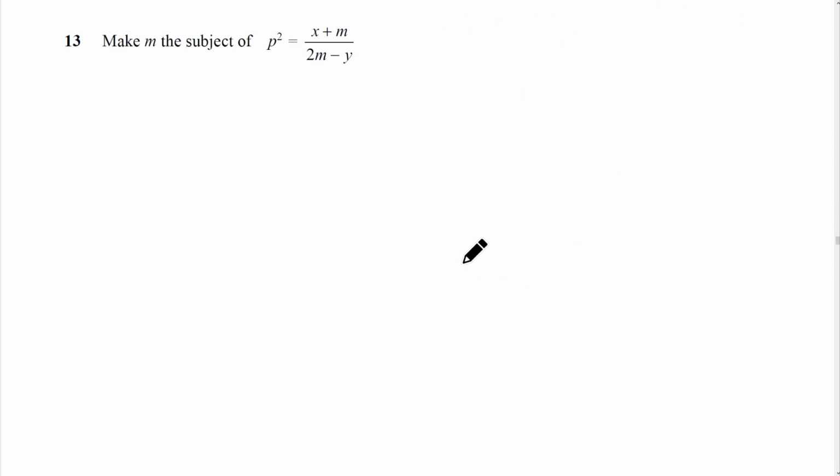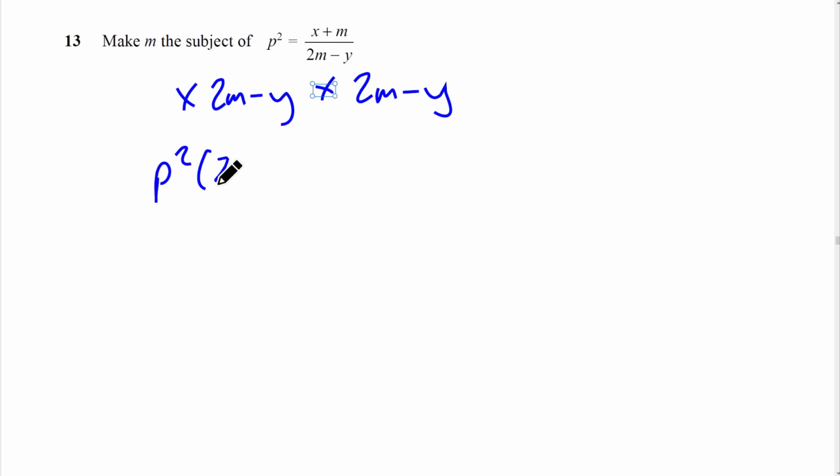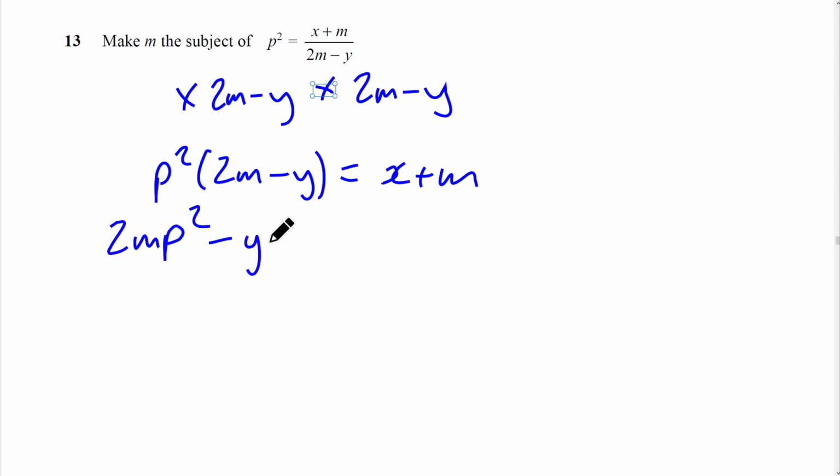Make m the subject. Right. So we're going to multiply both sides by 2m minus y. We get p squared times 2m minus y equals x plus m. Let's expand that out. So we're going to get, I'm just going to write the 2m here, and let's write the 2m here. 2mp squared minus yp squared equals x plus m.